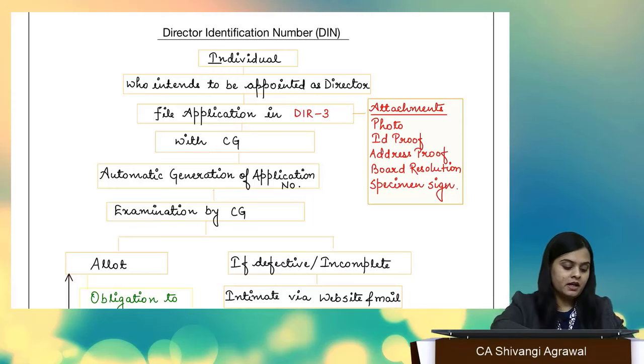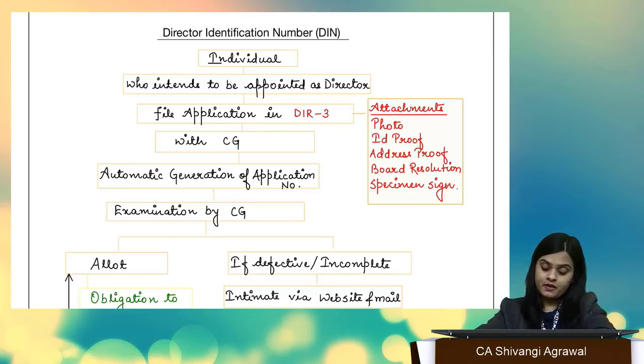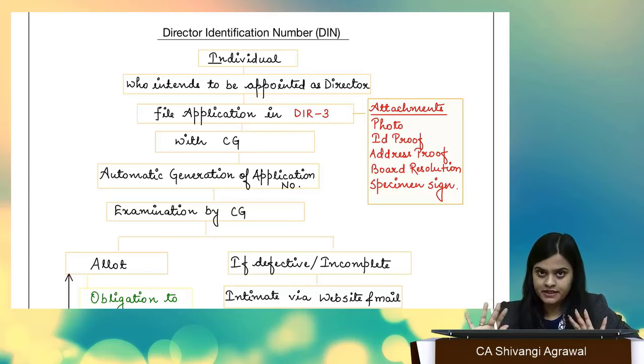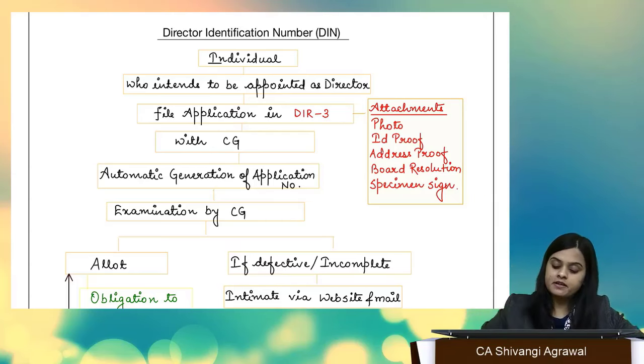Fine. Okay, ma'am. Now we know that individuals who are holding DIN and who are not disqualified can be appointed as the director. So the next question is, what is DIN? DIN, Director's Identification Number. How do you obtain DIN? How do you get DIN? DIN can be obtained in two ways. See, the provisions of DIN are covered in section 153 to section 159. 159 is that last penalty part.